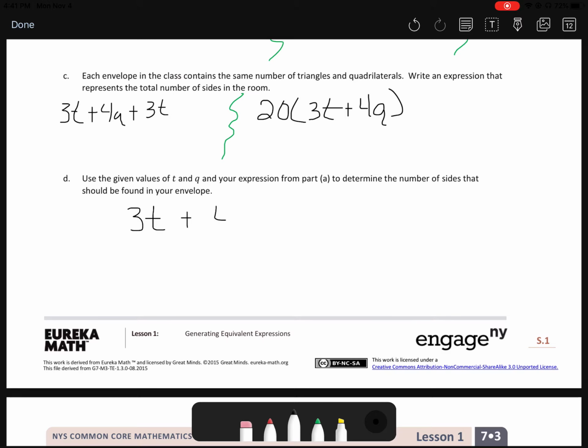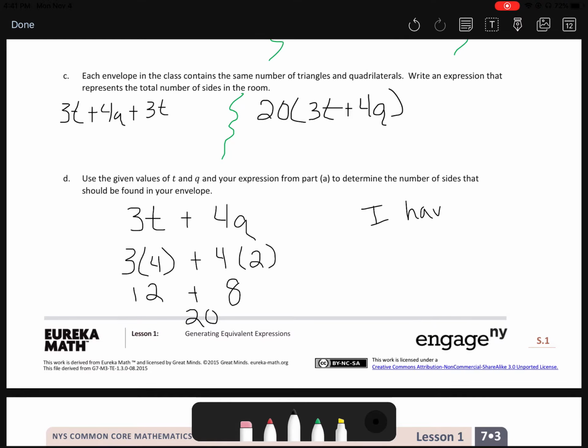3T plus 4Q. And I'm going to open up my envelope, and in my envelope I have 4 triangles and 2 quadrilaterals. So I'm going to replace my T with a 4 because I have 4 triangles, and I'm going to replace my Q with a 2 because I have 2 quadrilaterals. And this will tell me the number of sides. They are in parentheses, so I'm going to multiply. 3 times 4 is 12, and 4 times 2 is 8. 12 plus 8 is 20.